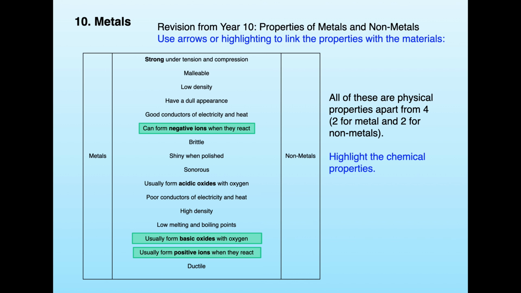Non-metals can form negative ions. Sometimes they form covalent bonds, but they can form negative ions when they react, and generally they will form acidic oxides with oxygen. So they'll react with bases. For example, sulfur will produce sulfur dioxide. It's an acidic oxide, which will react with bases to form salts. The other 2 versions of oxides, remember, were amphoteric, which react with both acids and bases, and neutral, which don't react with either acids or bases.